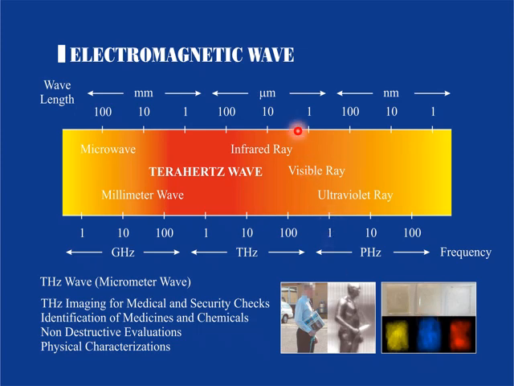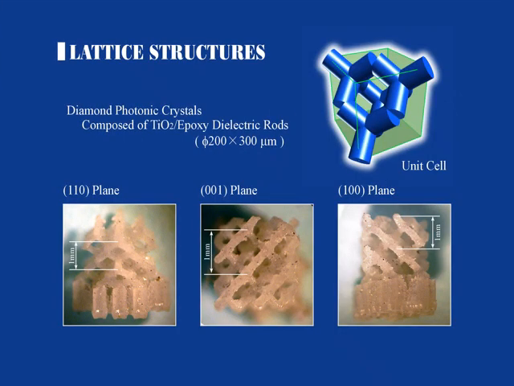Anyway, we have to fabricate micrometer order diamond type photonic crystals to control the micrometer order wavelengths and higher frequency terahertz waves. Okay, this figure shows micrometer order photonic crystals fabricated by a conventional stereolithography process. And you can see the micrometer order lattice obtained.